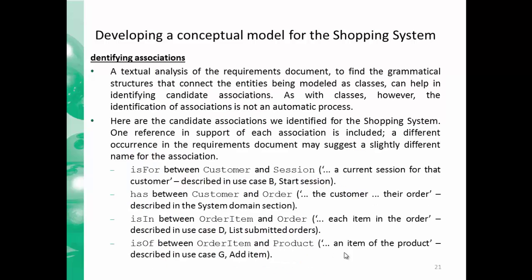Now we need to connect classes to each other to build our conceptual model. As you remember in Unit 3, these connections and links will allow the classes to cooperate, to exchange messages, and through these messages they can cooperate. If you go back to your system domain for the shopping system, you will find that textual analysis for the system domain will help you identify important relations between classes. For example, you find the relation is for between customer and session, has between customer and order, is in between order item and order, is of between order item and product, and so on.